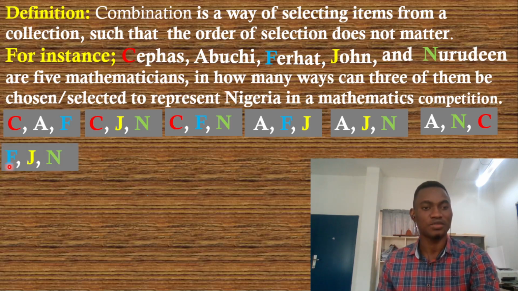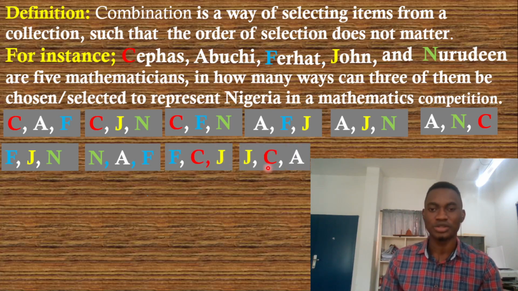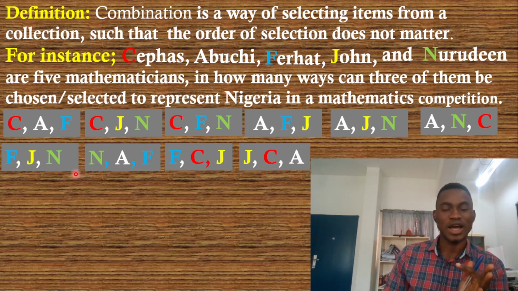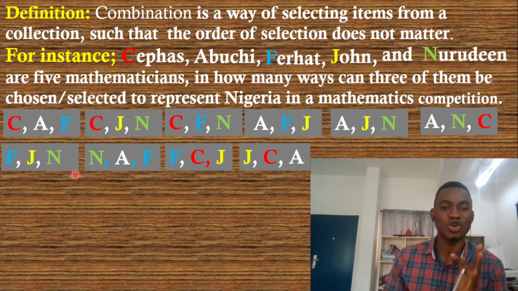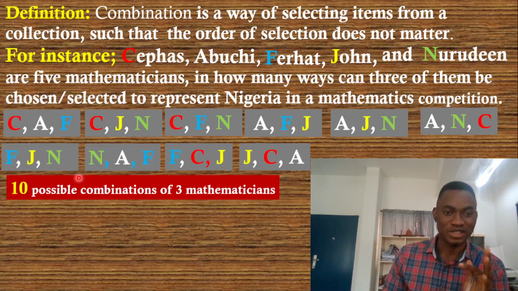We can also have Ferhat, John, and Nuruddin. We can as well have Nuruddin, Abuchi, and Ferhat. We can as well have Ferhat, Cephas, and John. And we can as well have John, Cephas, and Abuchi. Now, these are the possible combinations of three mathematicians. There are 10, okay? We have 10 possible combinations.